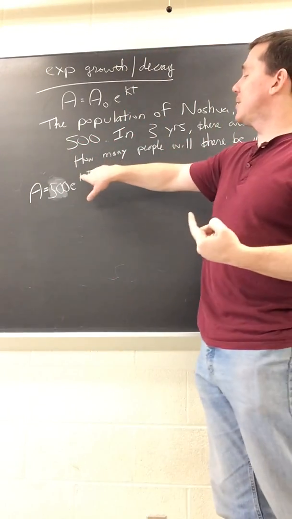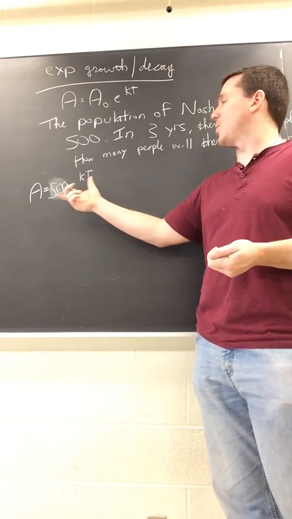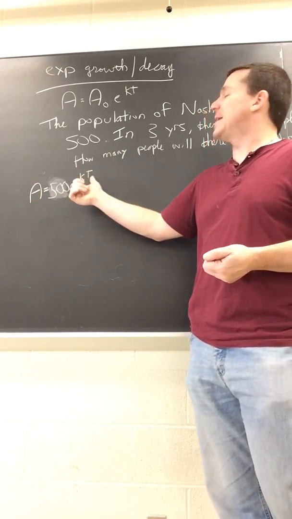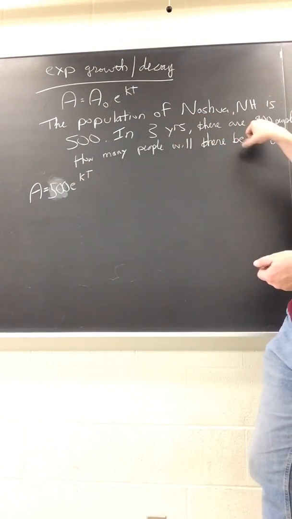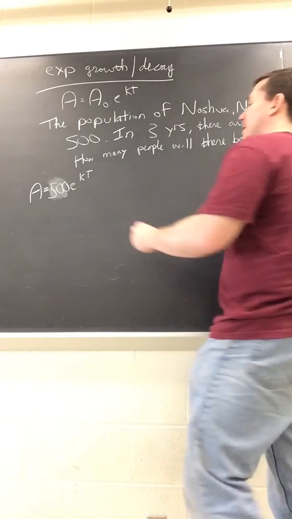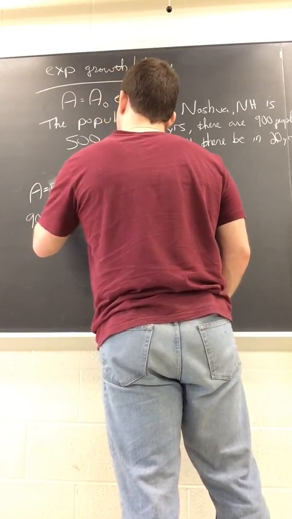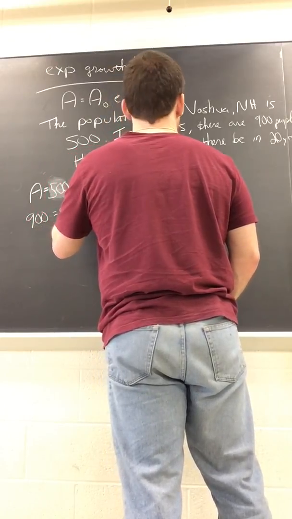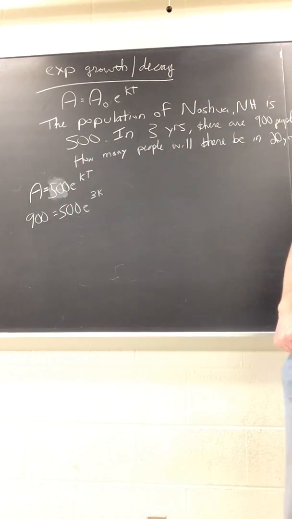Now, I just need to solve for k, my constant. We said before with our variation problems, the way to do that is to find an a and a t that are related. And in this case, in 3 years, there are 900 people. So when time is 3, a is 900. So we can plug that in. 900 equals 500 e to the 3k. Now just solve for that.